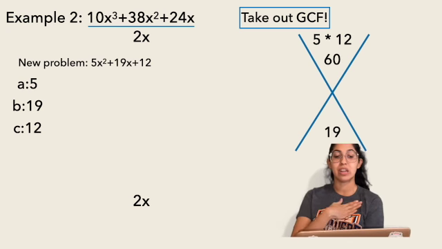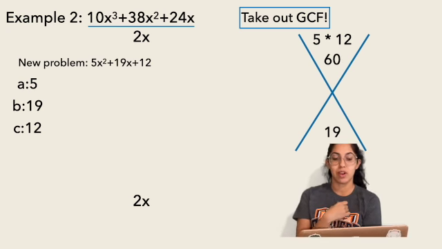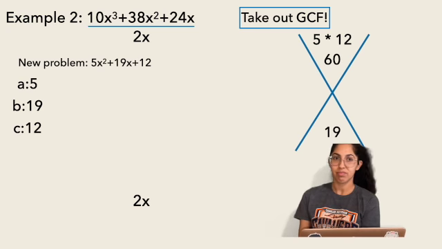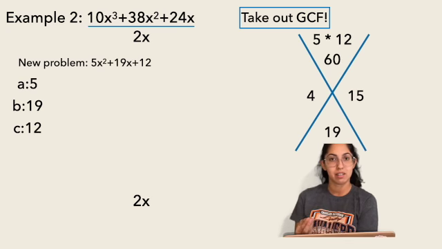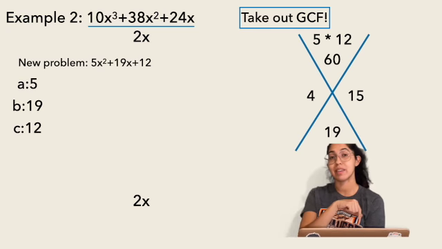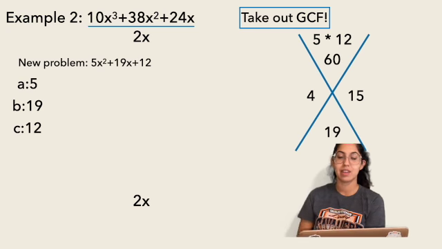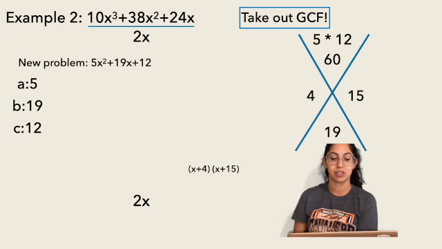So now I gotta find new factors. Well, if I do 30 and 2, 32, that doesn't work. You can try really any other factors that you know for 60. 60 and 1, that's 61. However, I know that 4 and 15 will actually multiply to give me 60, and they will also add to give me 19. So those are my two factors.